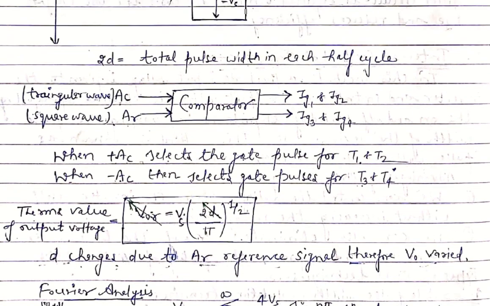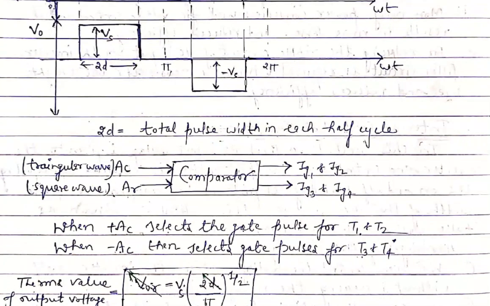So what is the RMS output voltage? This is a square waveform of the output voltage. We can write the RMS value by looking up to pi. This is a half cycle, and in the half cycle 2d is the conduction time of this pulse. So we write the integral up to pi, conducting up to 2d, and the whole raised to the power 1 by 2 for the RMS, with the magnitude of Vs. So Vs times (2d upon pi) whole raised to the power 1 by 2 is the RMS output voltage of the full bridge inverter.